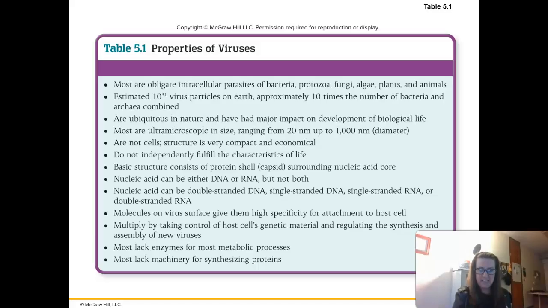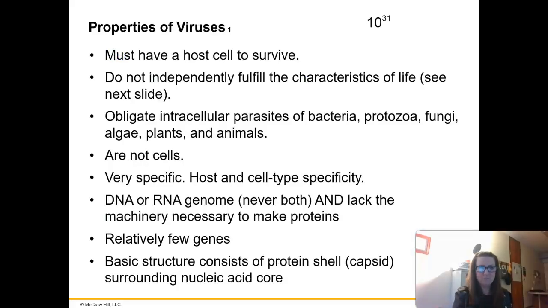Last two things, they lack most enzymes that you need for metabolic processes. So when we think about metabolism, we're thinking about all these chemical interactions that are keeping us alive, and they can't do that on their own, all right? And lastly, most of them are lacking machinery for synthesizing proteins, so that's why they need a host cell.